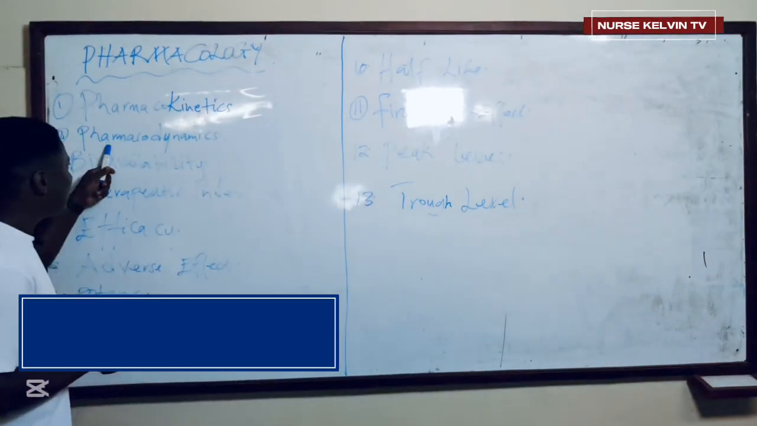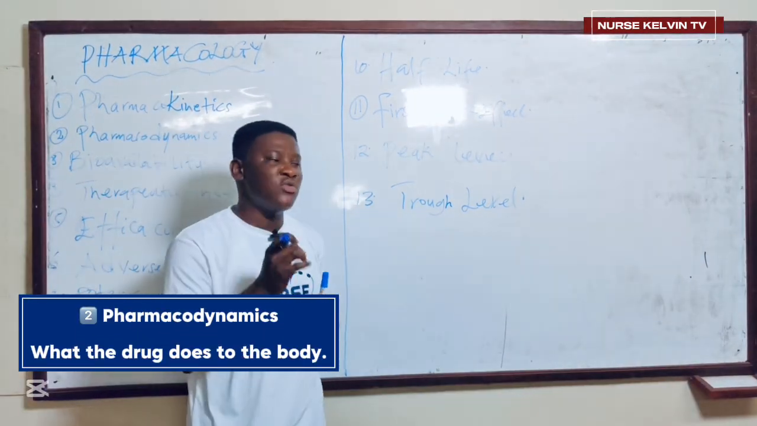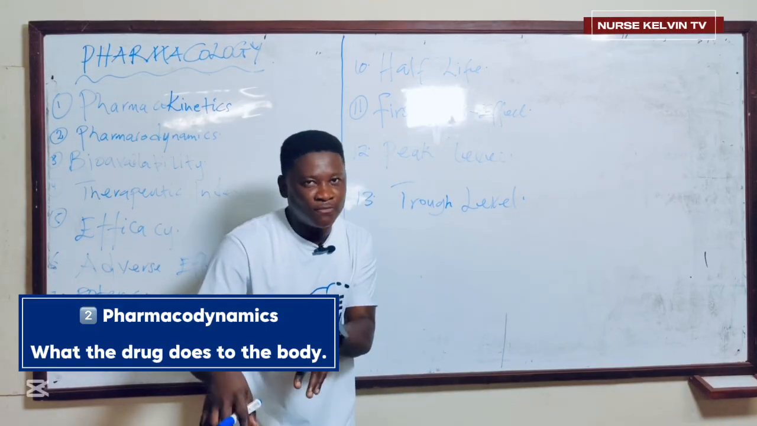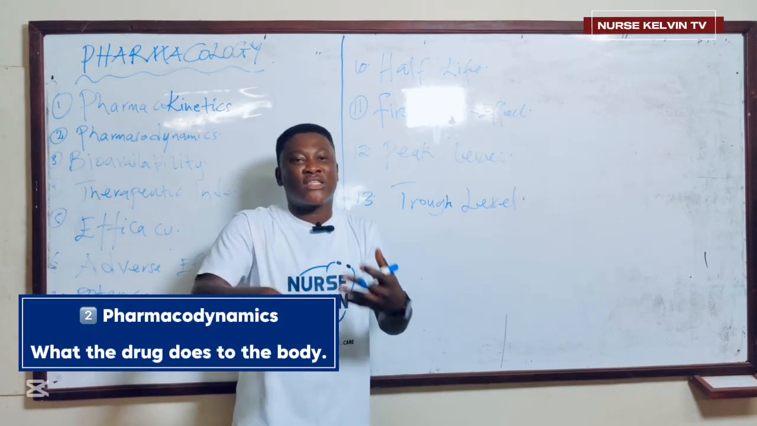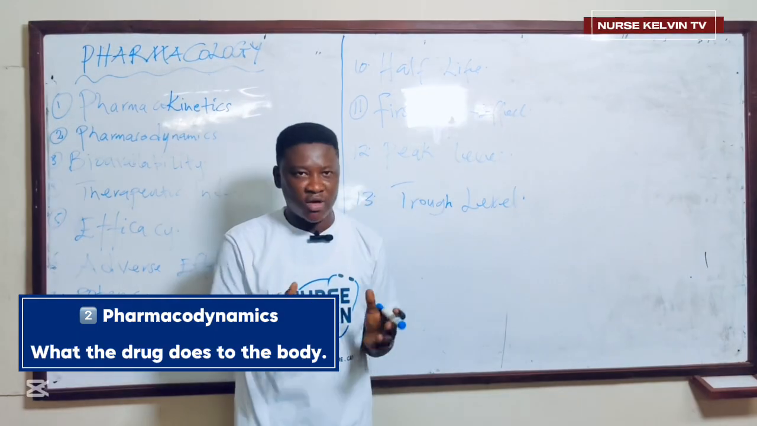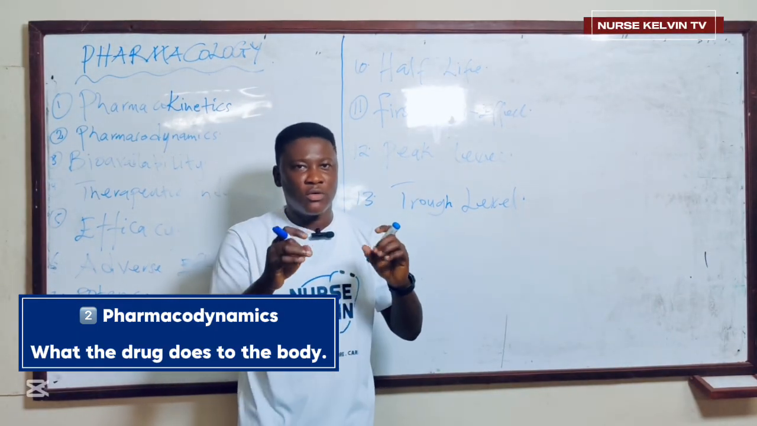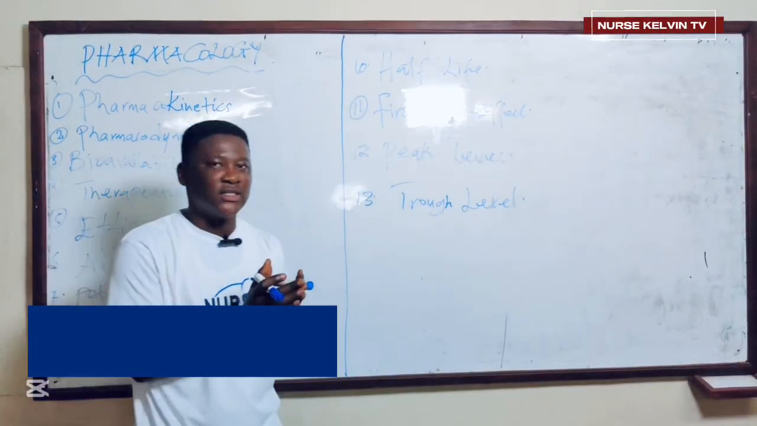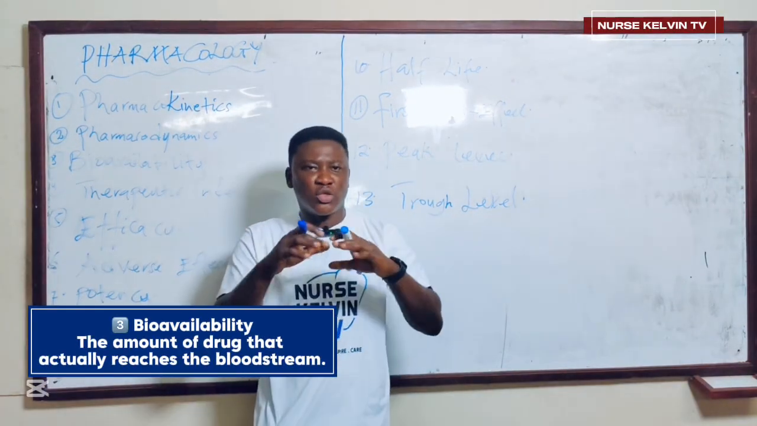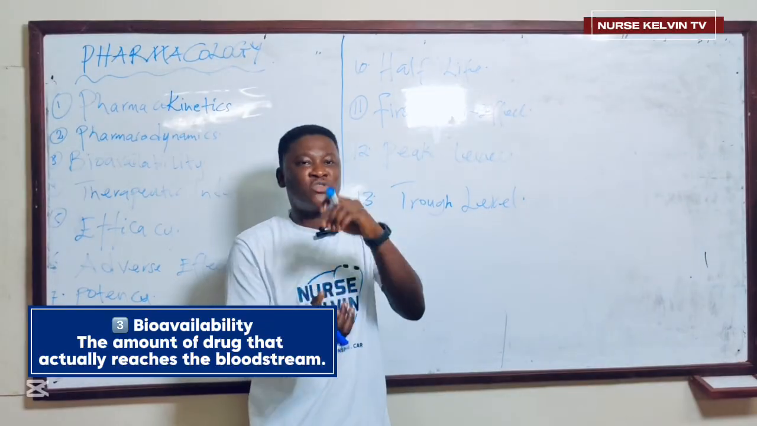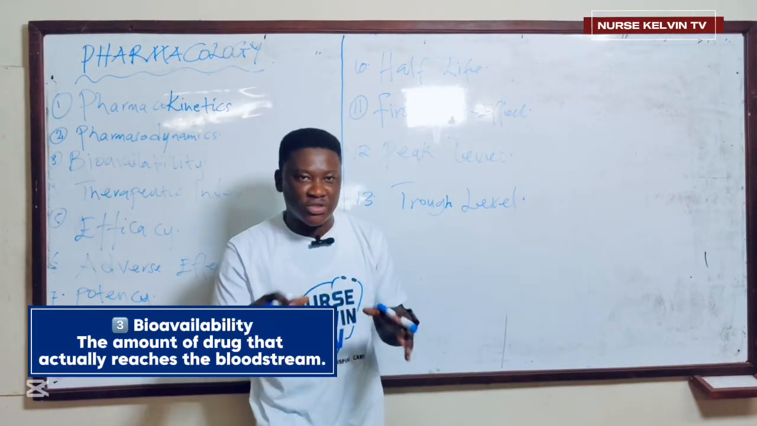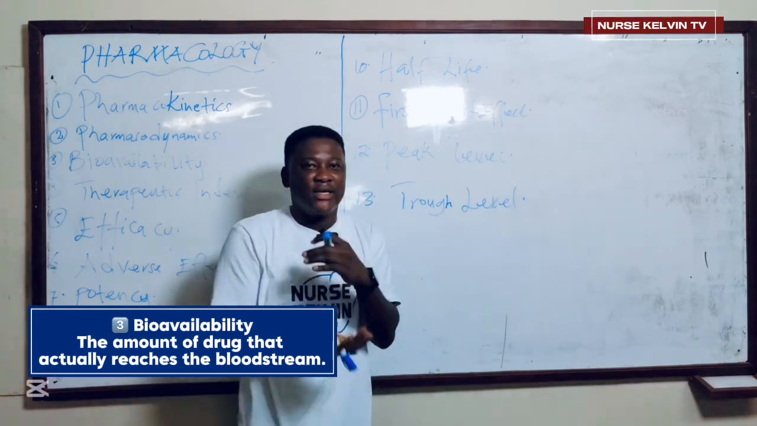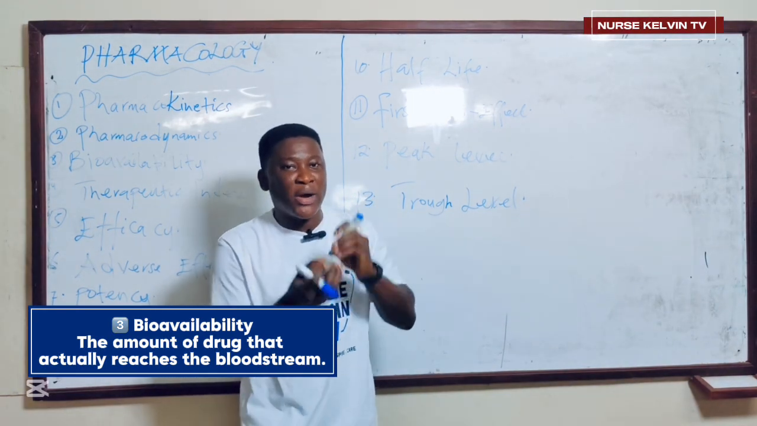Then the next one is pharmacodynamics. When we hear of pharmacodynamics, it also talks about what the drug does to the body. So you've taken in the drug, what effect does the drug have on the body? That's what we term as pharmacodynamics. Then we have bioavailability. When we talk about bioavailability, it talks about the amount of drug that reaches the bloodstream. The amount of a drug that reaches the bloodstream is what we call the bioavailability.